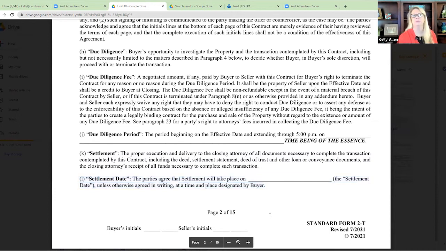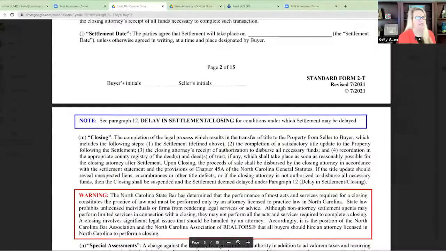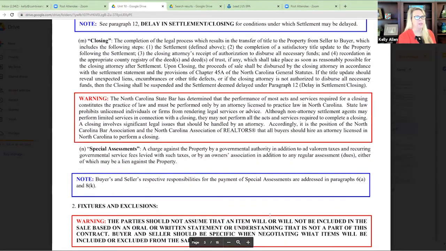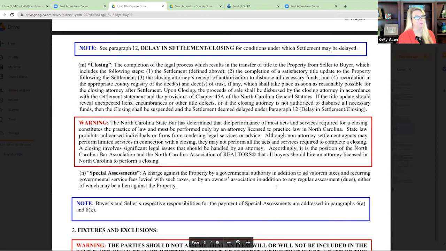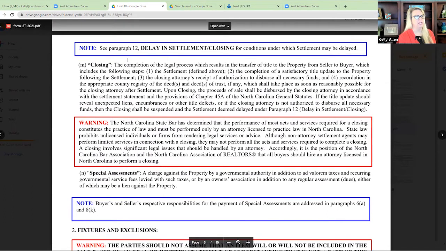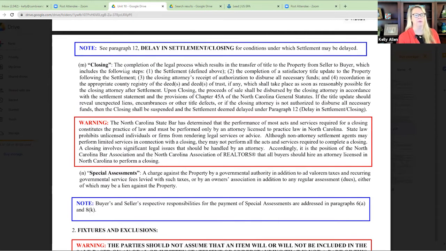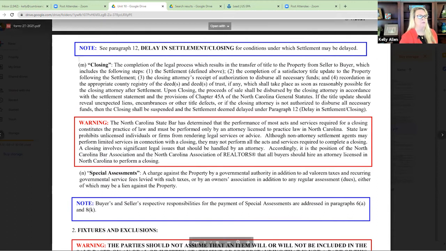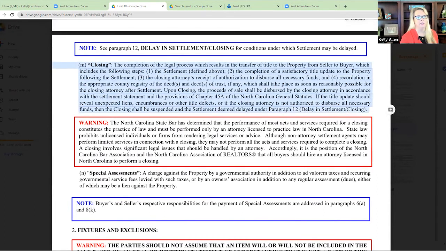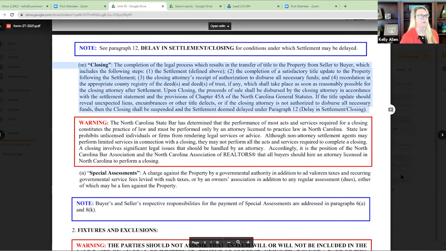All right, well, we are just blazing right through this material, already on page 2, moving along to page 3. Whew, we're just like a speeding bullet train. All right, let's go. This is important stuff though on page 2. We're going to look at delay in settlement for conditions under which settlement may be delayed. That's coming up. There's an adjusted rule about that. But first, we are going to define what the closing is. All right, here we go.